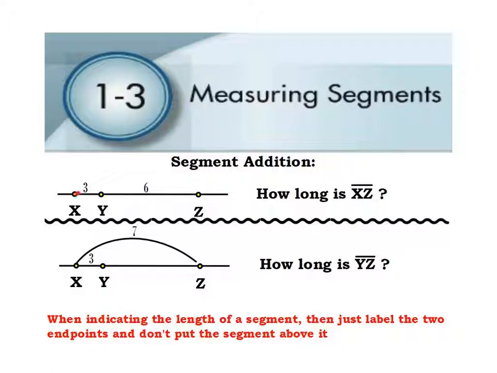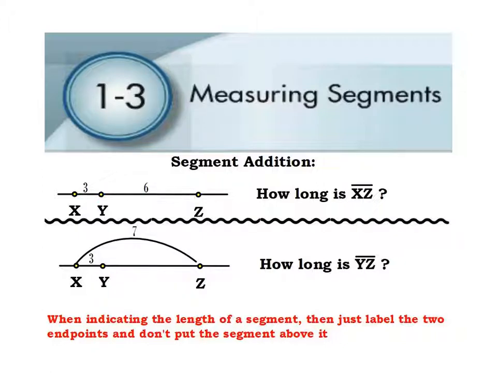So you can see right here I have this segment XY and this segment YZ. And my question to you is, how long would the segment XZ be? XZ goes from here all the way to here. Well, it's not rocket science. It's this 3 and this 6. I think it'd be 9 units long.